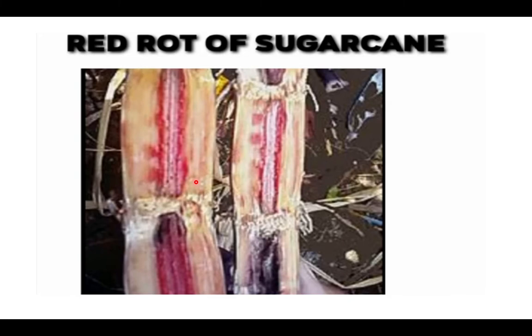So this is red rot in the sugarcane. Have you noticed this kind of red colored patches over the sugarcane? Yes. This is also caused by a fungal pathogen. What fungi? Colletotrichum falcatum. Colletotrichum falcatum is a pathogen which is causing red rot in the sugarcane.